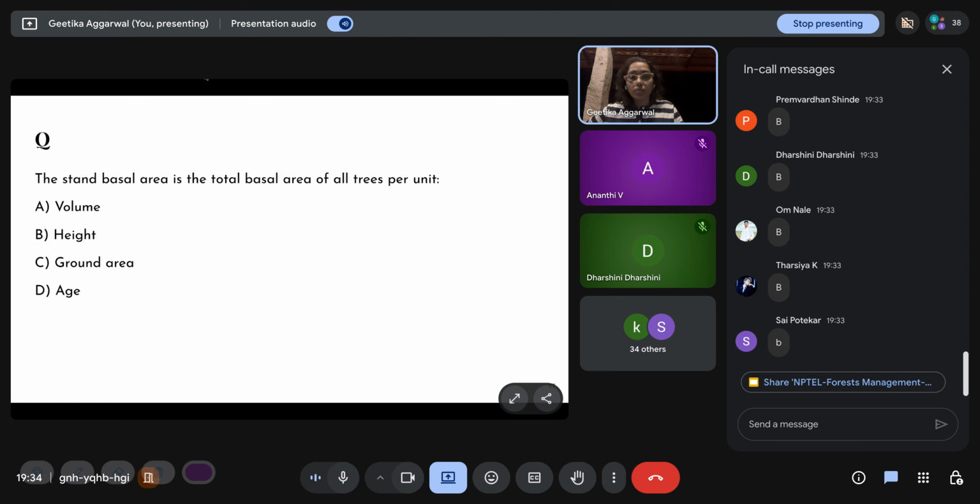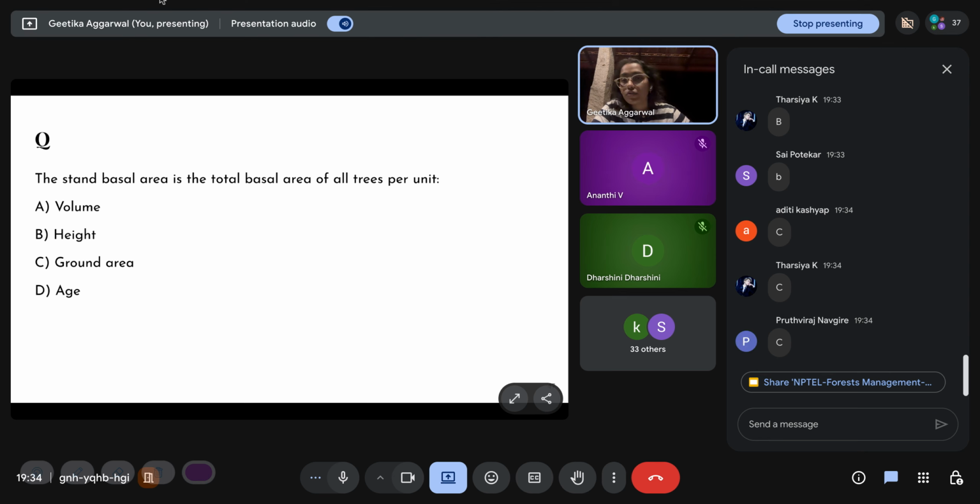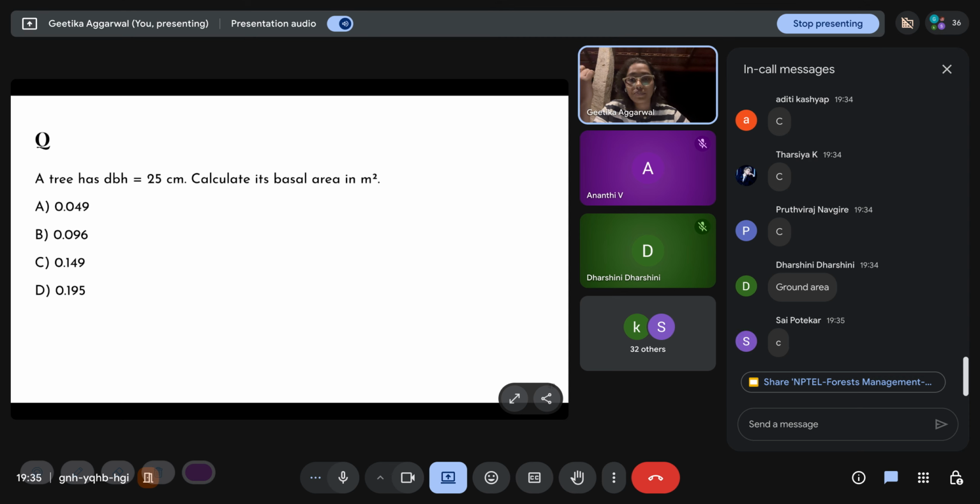The stand basal area is the total basal area of all trees per unit dash. Very simple question. Stand basal area is total basal area of all trees per unit: volume, height, ground area, age. C, correct. So basically it is per unit ground area. We just did the previous question based on that. So stand basal area is the total basal area of the trees divided by ground area or per unit area.